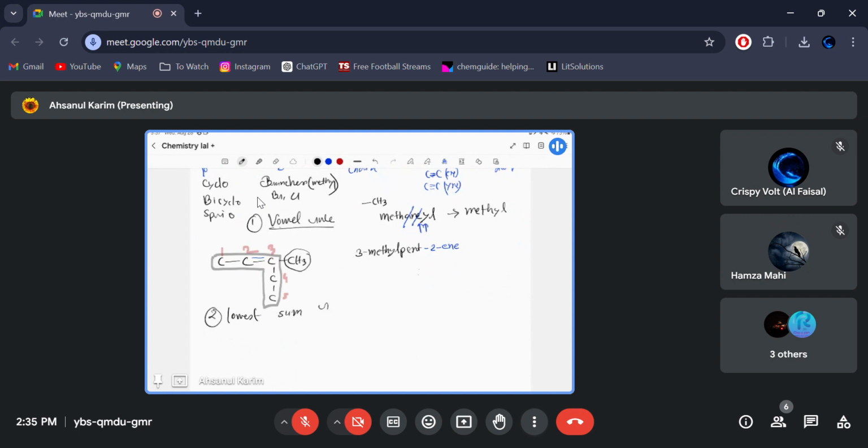Now, the lowest sum rule. For example, I have this compound. A methyl group here, another methyl group, and another methyl group here. So what will be the naming of this? Ishfaq, you might think naming always starts from the left side. No, not like that. Let's use the numbering system: 1, 2, 3, 4, 5, 6, 7 is the blue numbering system.